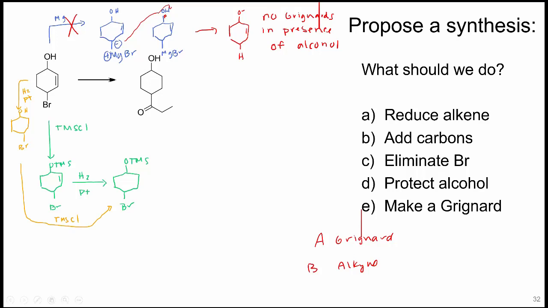Previously, I know we said that adding carbons is good to do first, and that usually is true. But if you have a functional group on there that is going to react negatively in a way that we don't want it to, then you have to take care of that one first. So we've protected our alcohol, and our bromine is there. Now we can convert that into a Grignard.